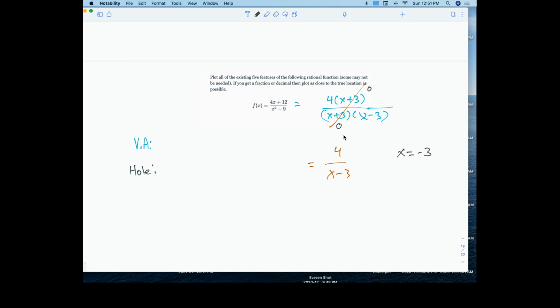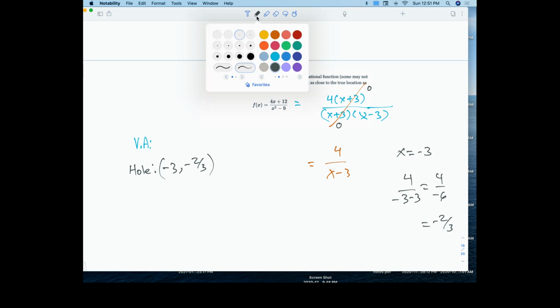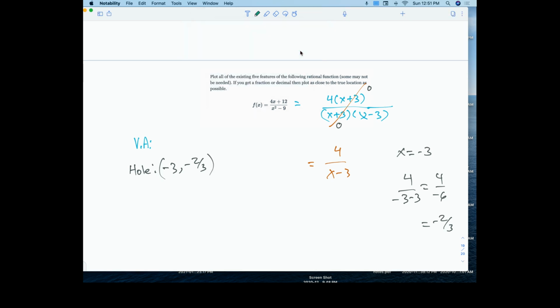That's indeterminate. So if I want to figure out the y component, then I would plug into the remaining function, which is in this brown color. So this would be 4 over -3 minus 3, which gets me 4 over -6, which is -2/3. So that tells me my hole is at -3 comma -2/3. And I've done other videos based upon this, so if you need a more thorough account, please look to that.